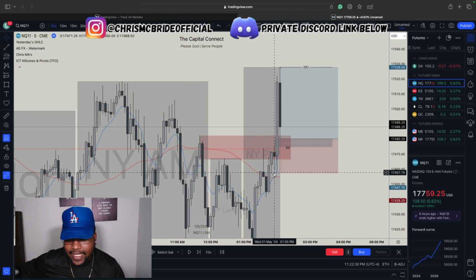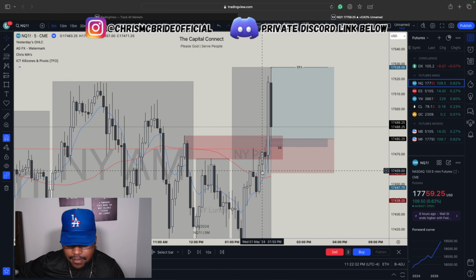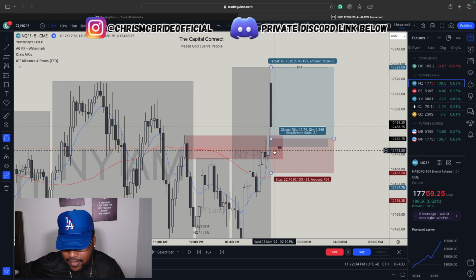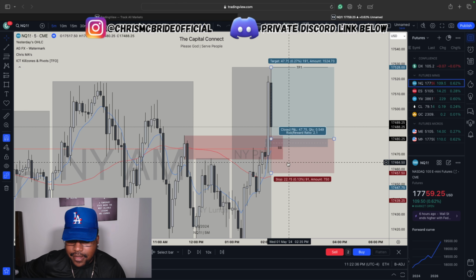Now, looking at this, guys, where are my moving averages at? My 9 EMA is underneath the zone. The 50 SMA is underneath the zone.